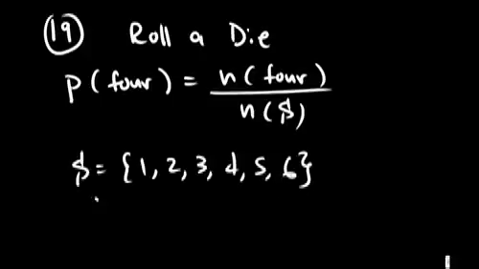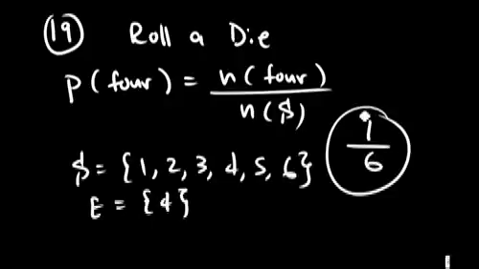Well, the event of rolling a 4 consists of the single outcome of a 4. Therefore, the probability is 1 over 6. One outcome out of the 6 possible outcomes.